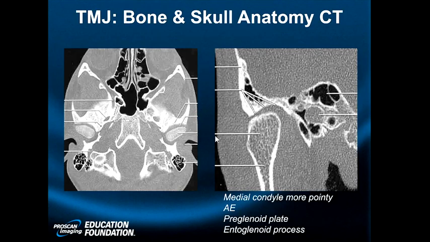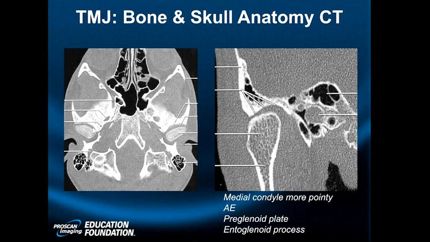Let's look at the coronal and axial projections. Pay no attention to the foramen ovale and spinosum, but let's look at the condyle, which in the axial projection looks a little more rounded medially, but in the coronal projection, it actually is a bit more pointed on the inside than it is on the outside.